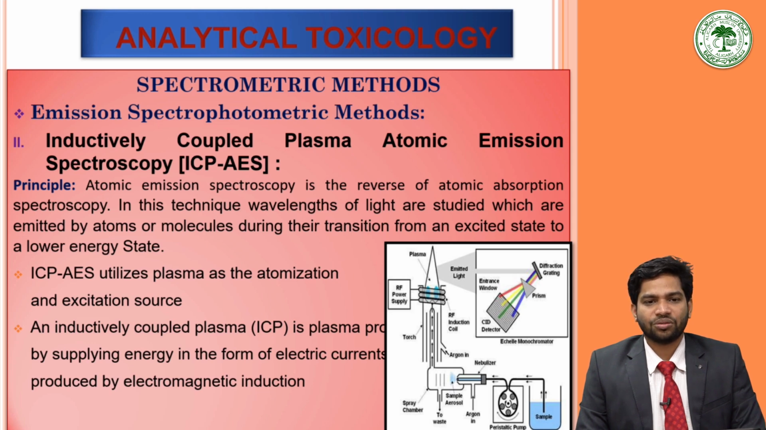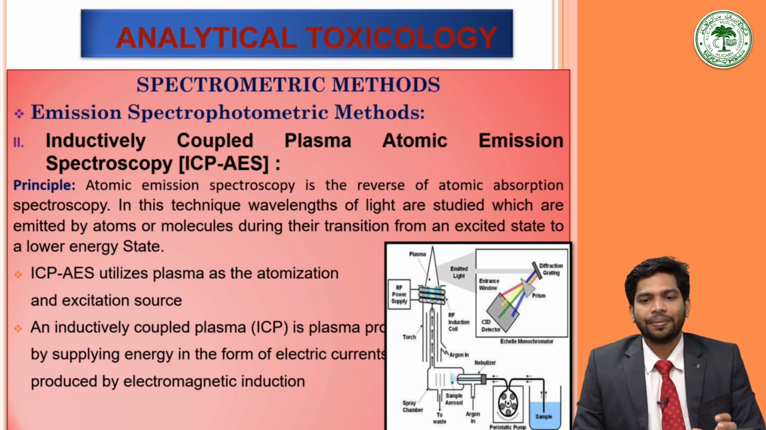So, on that basis, one of the methods of emission spectrophotometry is inductively coupled plasma atomic emission spectroscopy. Here, in this emission spectrophotometric method, the atomization is done by the plasma. So, ICP-AES utilizes plasma as the atomization and excitation source. Plasma is a state of matter similar to gas in which the particles are ionized. Plasma can be produced by supplying energy to matter. The sun, lightning, and aurora borealis are examples of plasmas found in nature.